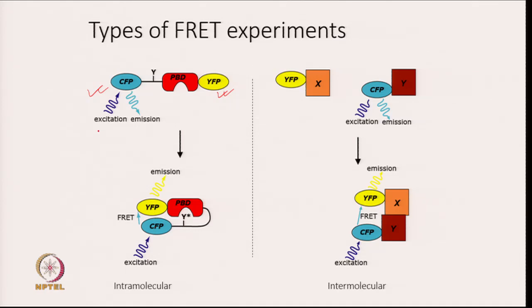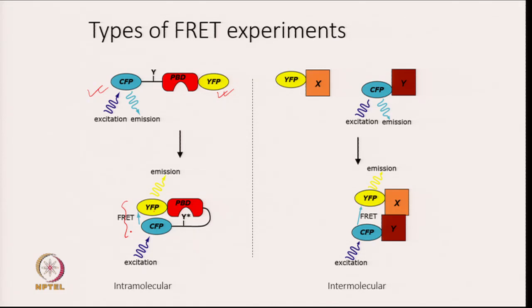If it is unfolded, then if you excite CFP, emission will only come from CFP, YFP will not be affected, whereas if the protein is folded, then if you excite CFP, YFP will get affected and it will emit light. So, here CFP is acting as a donor and YFP is acting as acceptor. So, if they are close to each other, then there will be FRET and YFP will show emission.